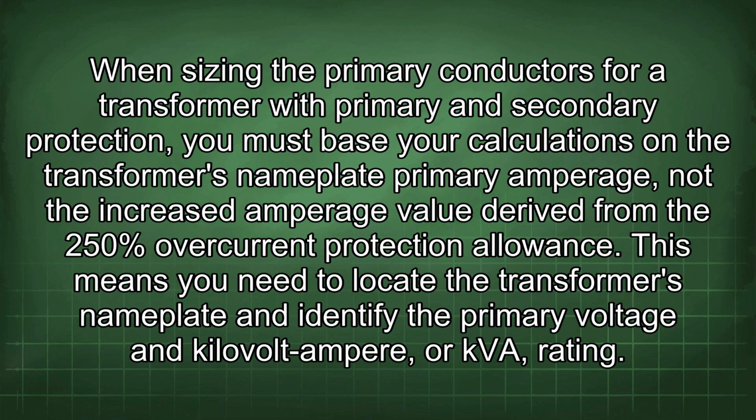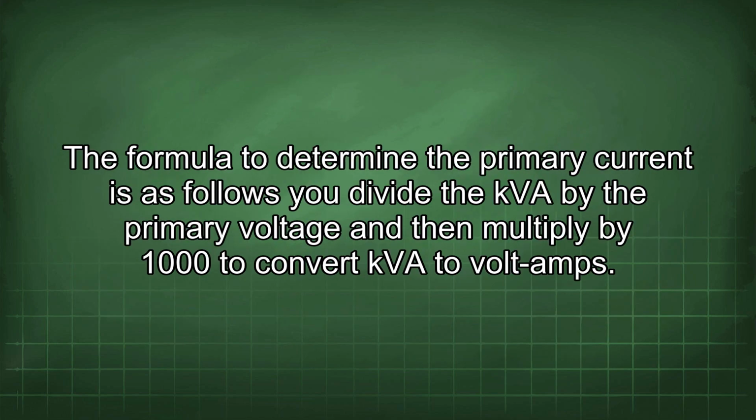When sizing the primary conductors for a transformer with primary and secondary protection, you must base your calculations on the transformer's nameplate primary amperage, not the increased amperage value derived from the 250% overcurrent protection allowance. This means you need to locate the transformer's nameplate and identify the primary voltage and the kilovolt-ampere, or kVA, rating. The formula to determine the primary current is as follows. You divide the kVA by the primary voltage and then multiply by 1000 to convert kVA to volt-amps.